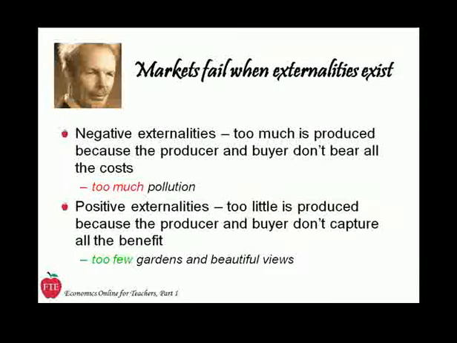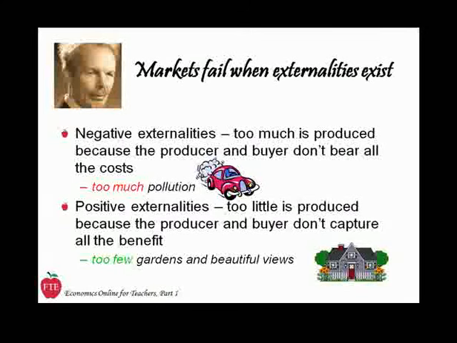For now, what you need to remember is that Pigou said that when markets fail to provide the right amount of a good or service, that is, the amount that allocates resources to their most highly valued uses, it's because there are externalities. He helped us to see that as long as there are external costs or benefits, the market isn't going to operate as our model predicts. It'll produce too much pollution and too few gardens instead of just the right quantity that society wants.